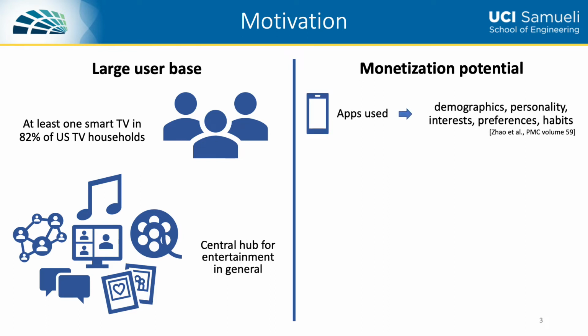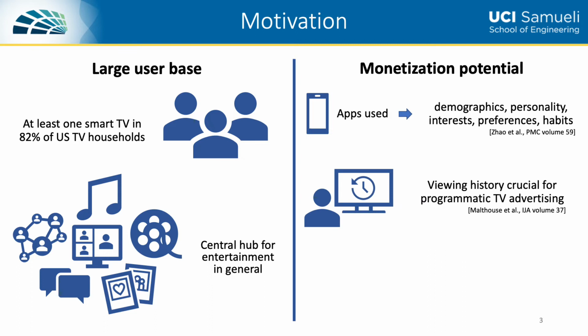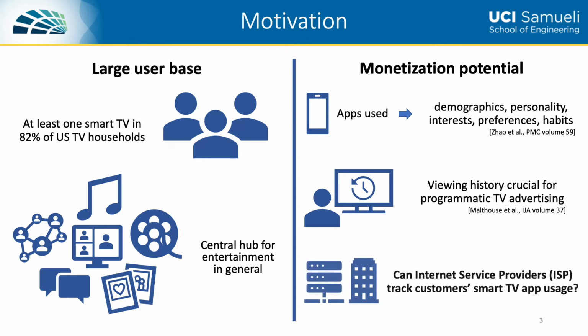From studies on smartphones, we know that app usage is indicative of the user's demographics, personality, interests, etc. Now, assuming that this carries over to smart TVs, and also considering that viewing history is regarded a cornerstone of programmatic TV advertising, smart TV app usage data is arguably a treasure trove of information for businesses engaged in targeted advertising. And because ISPs are known to collect and use information about their customers for advertising purposes, we believe it is important to quantify to what extent they can collect smart TV app usage data as well.